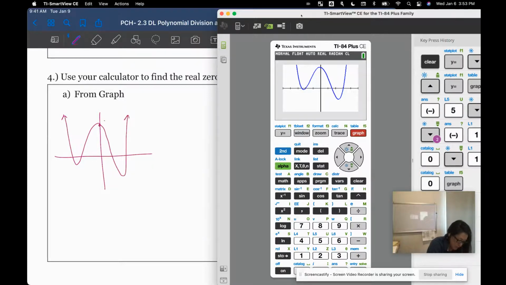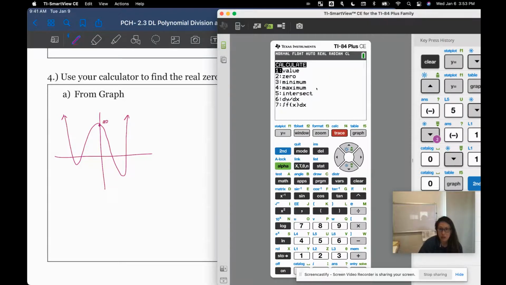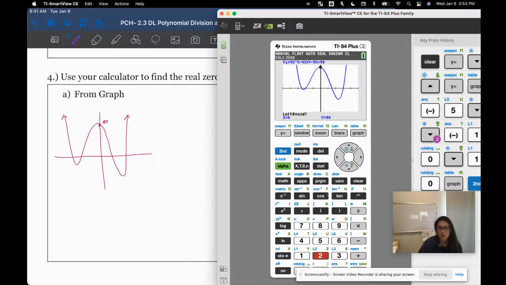Okay, and I know this point is 90. And then for the x values, I need to know exactly where these x-intercepts are, especially the ones that are in between two tick marks in your scaling. We want to get an exact value. So how we do this is press second, calc, 0, so 2.